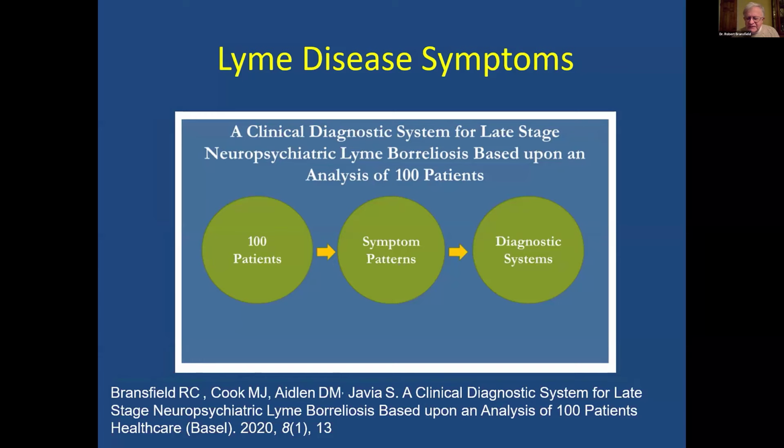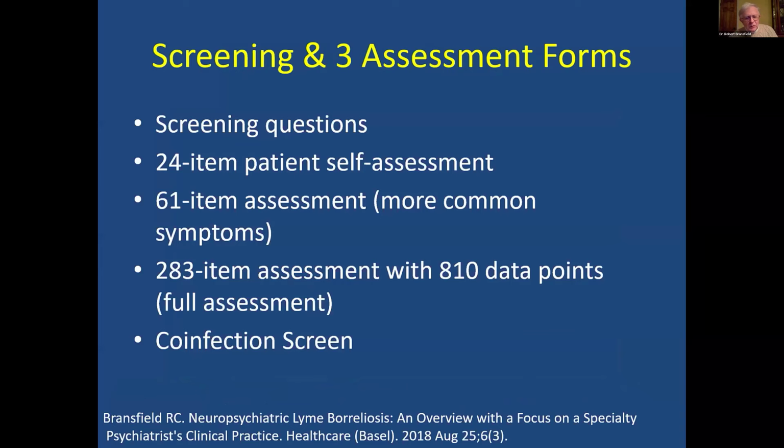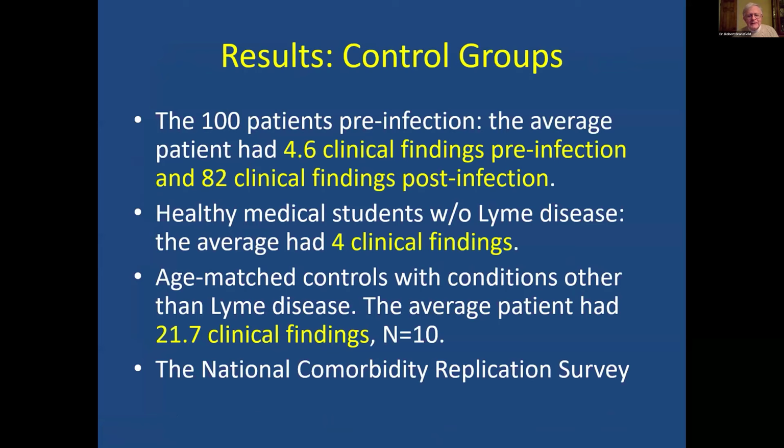As a result of that, we had the full assessment, which is really close to 300 items we look at, and then a 24 item and 61 item screening assessment and a co-infection screen. And that is going to be available on your website. Anybody can download it, and you're free to use that. And I think it's good. It's also good, the full assessment, when you're treating complex multi-system illness, to look for what's the pattern. And you could use it for things other than Lyme disease or tick-borne disease.